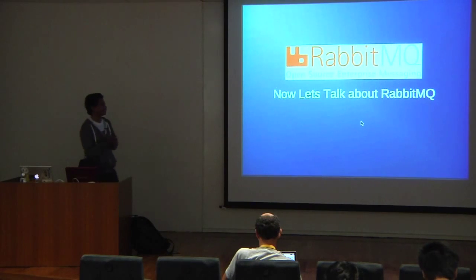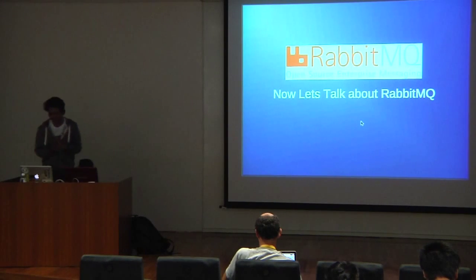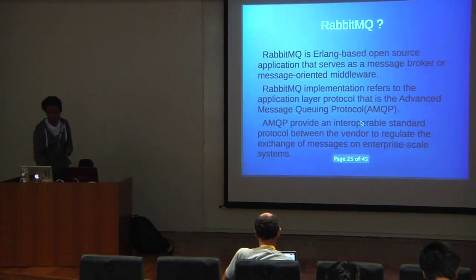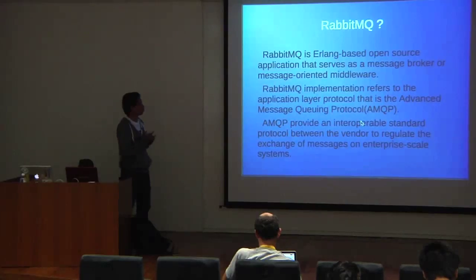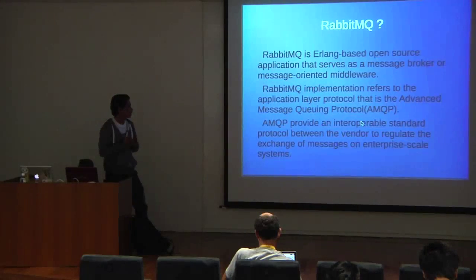Okay. So now let's talk about RabbitMQ. RabbitMQ is an Erlang-based open source application that serves as a message broker or message-oriented middleware. The RabbitMQ implementation refers to the application layer protocol that uses the Advanced Message Queuing Protocol. So AMQP provides an interoperable standard protocol between vendors that regulates the exchange of messages on enterprise scale systems.